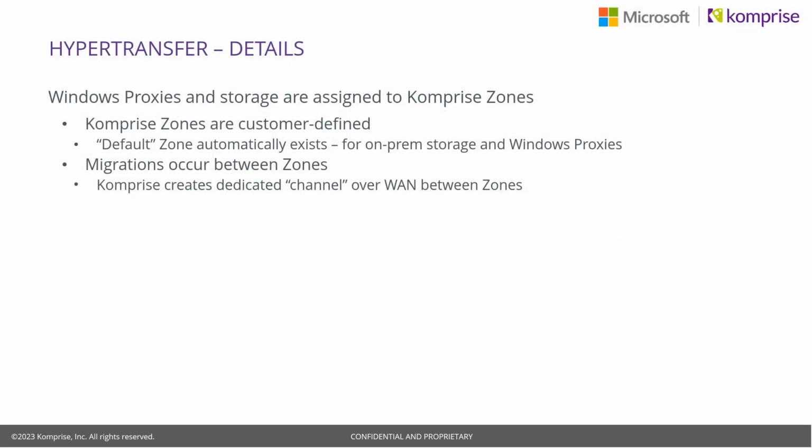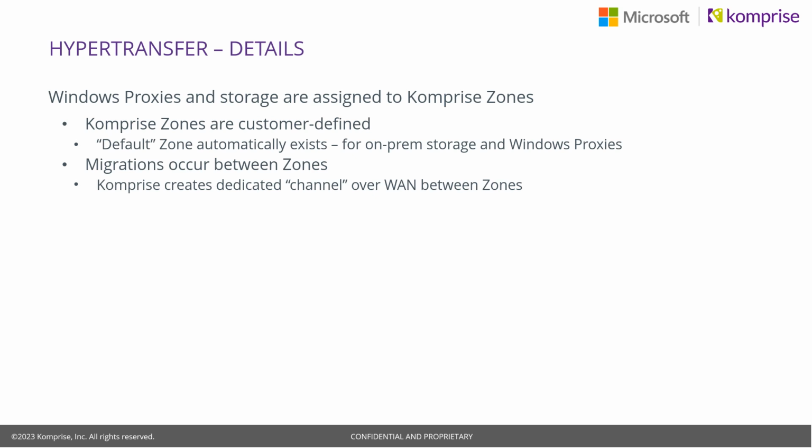Now a little bit of nuts and bolts. How does this actually work? Well, Komprise will have you set up what are called zones. And a hypertransfer will occur between two zones. Now, when you deploy Komprise initially, you will get a default zone automatically. And all of your on-premises storage, all your on-premises Komprise appliances will automatically be added to the default zone.